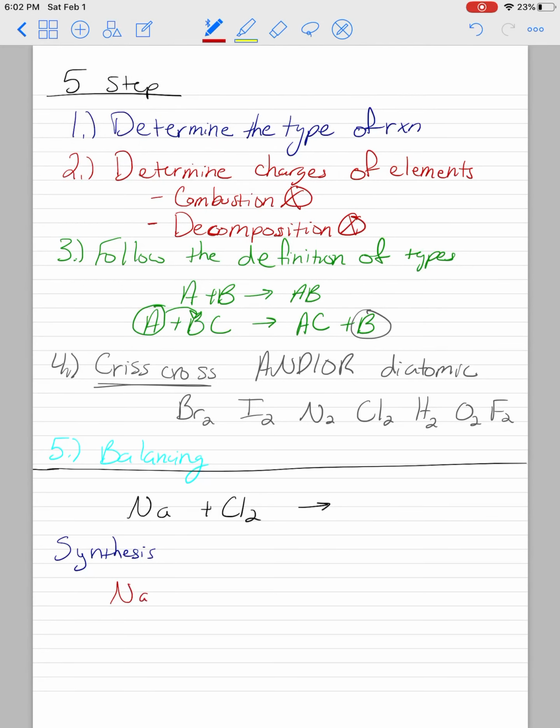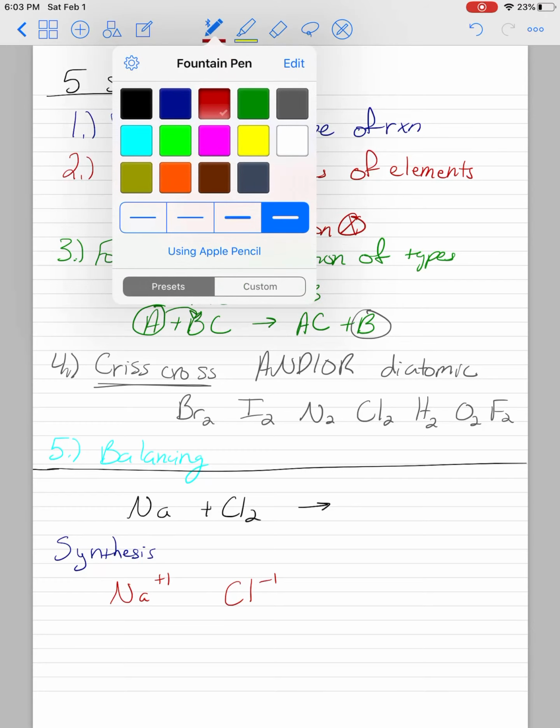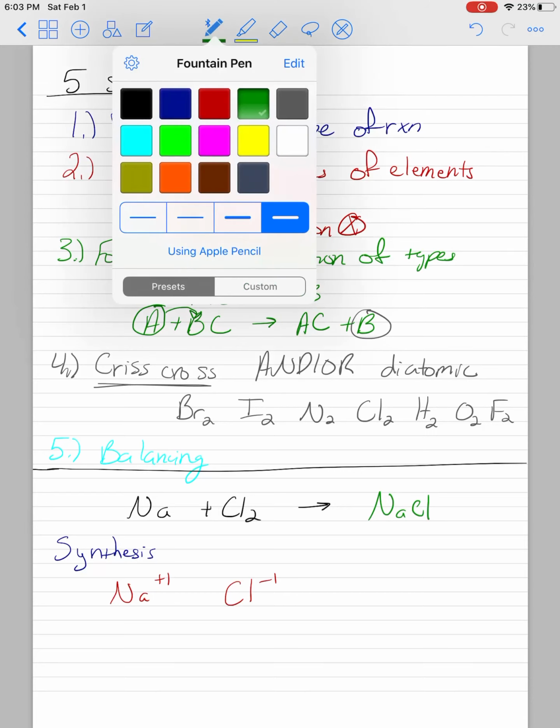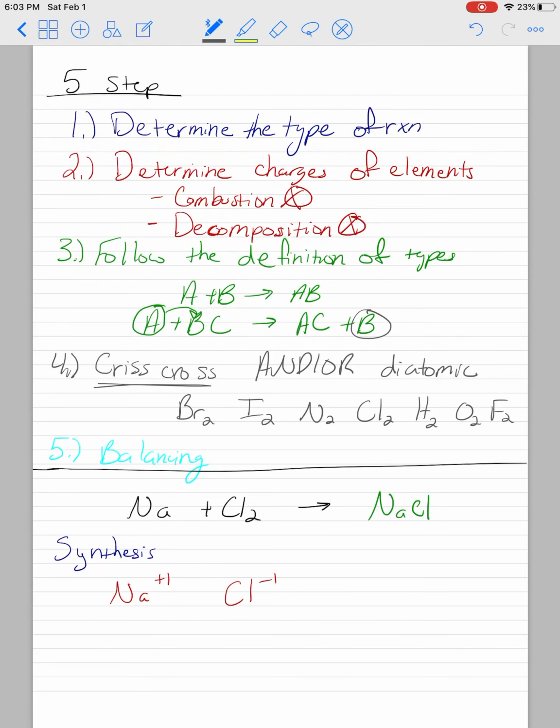Step 2, determine the charges, and we're going to save those for later. Well, sodium has a charge of +1, and chlorine has a charge of -1. Step 3, follow the definition of the type. Since synthesis says that these two are going to come together to form one compound, I am going to just put them next to each other to show that they have bonded.